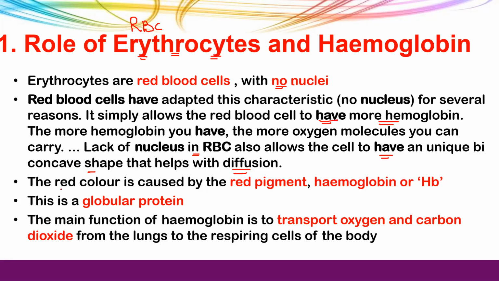Then talking about the color, the red color is because of the red pigment, which is hemoglobin, and the symbol that we use for that is Hb. This hemoglobin pigment is protein in nature, and it is a globular protein. The main function of hemoglobin is to transport oxygen and carbon dioxide between the lungs and the respiring cells of the body. So it is not only oxygen that gets attached to hemoglobin; carbon dioxide also travels with hemoglobin, and then it gets diffused out of the body.